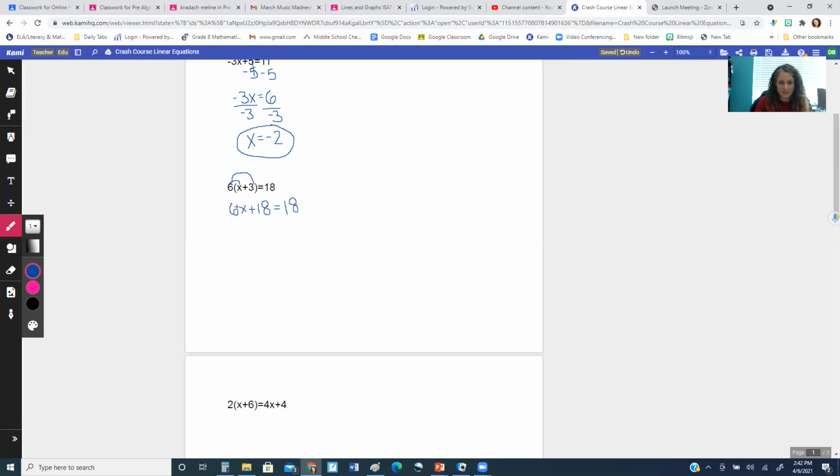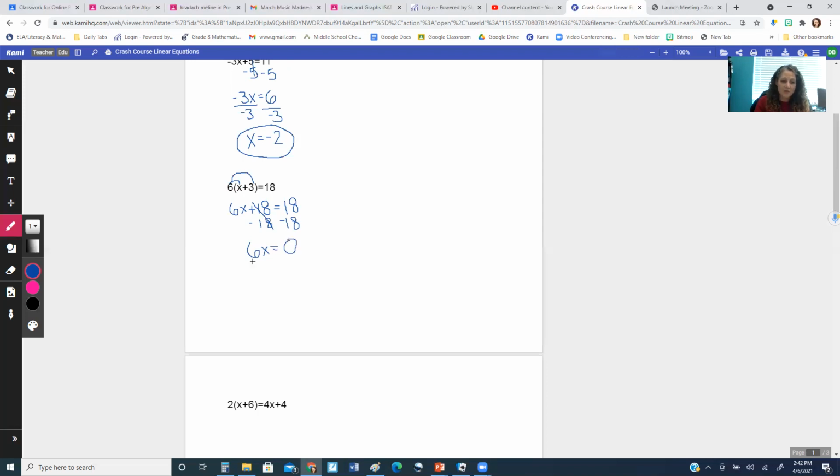We're not going to worry about the 6 quite yet because we have something that's added to this x that we need to not be added to this x anymore. So we're going to subtract 18 from both sides. So these two cancel, and I end up with 6x equals 18 minus 18 is 0.